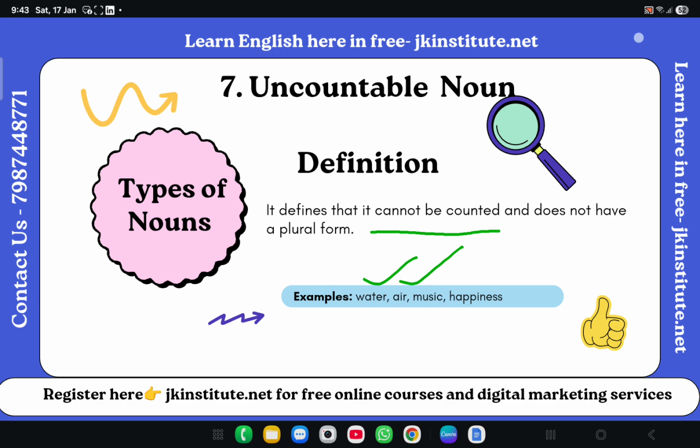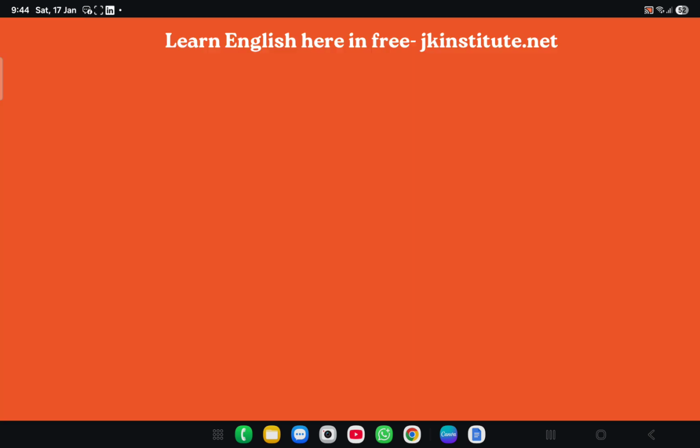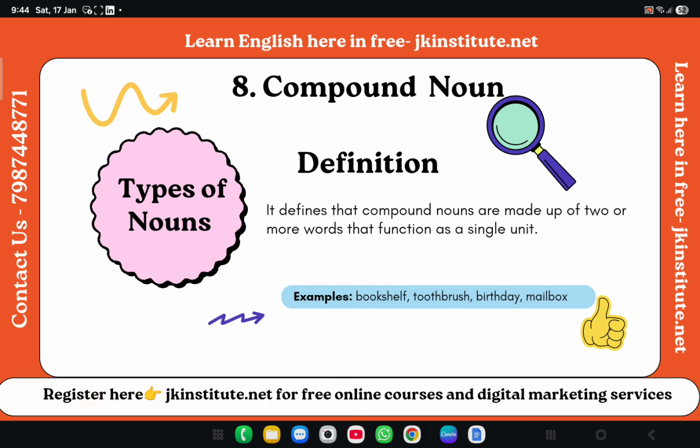Now let's go to the next kind of noun that you are going to study, the compound noun. I think it is new for you. So let's know about this compound noun. What is a compound noun? Compound nouns are made of two or more words that function as a single unit. If we connect two or three words together to form a single word, that single word is called a compound noun, because it is formed using two words.